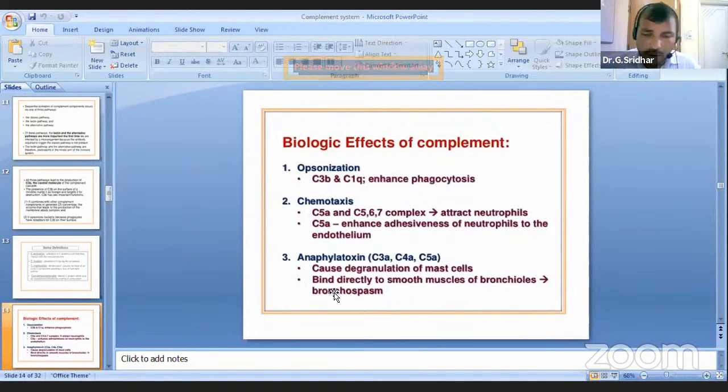The smaller subunits of the complement system, like C3a, C4a and C5a, cause degranulation of mast cells and bind directly to the smooth muscles of the bronchioles, causing bronchospasm. This is about anaphylatoxin. What is the meaning of anaphylatoxin? The smaller subunits work as anaphylatoxins, like C3a, C4a and C5a. These smaller subunits will diffuse into the blood and activate the main immune cells. Then the main immune cells will recruit different types of immune cells at the area of infection.